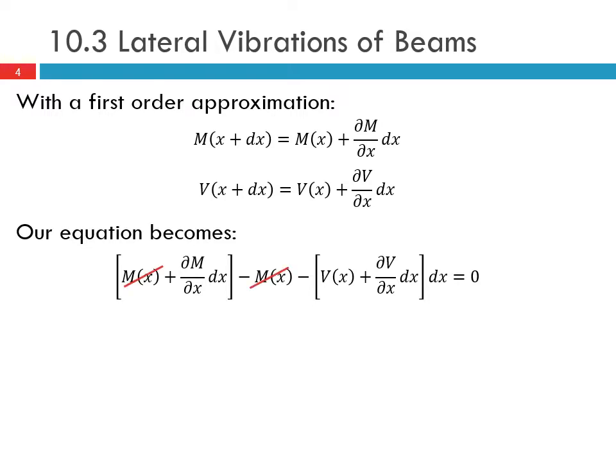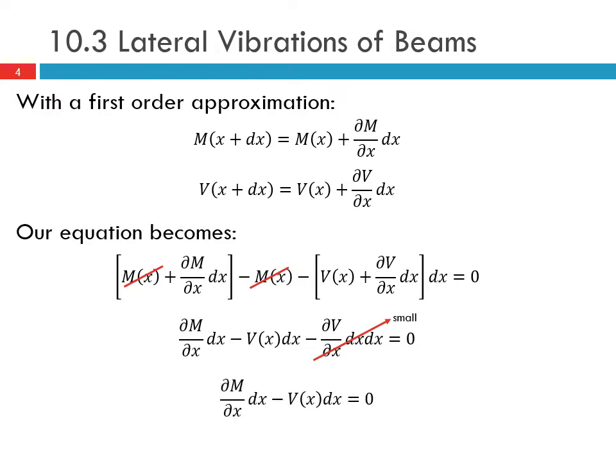We can cancel out the m of x terms, and we get partial m by partial x dx minus v of x dx minus partial v by partial x dx times dx. Now this term we can consider as small, because if dx is small, then dx times dx is very small. So we're left with partial m by partial x dx minus v of x dx is equal to 0, and we can cancel out this dx term. And we find that partial m by partial x is equal to v of x. So basically this means that the partial derivative of the bending moment with respect to x is equal to the shear force at position x.